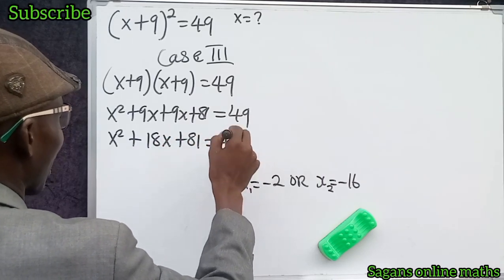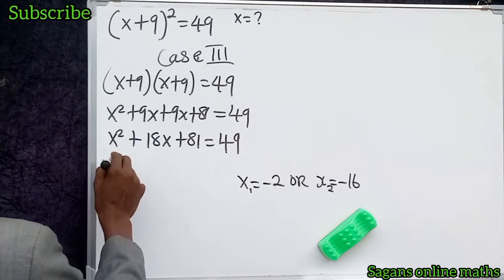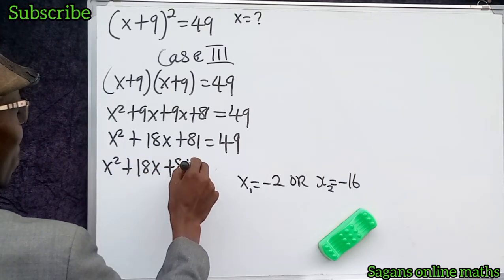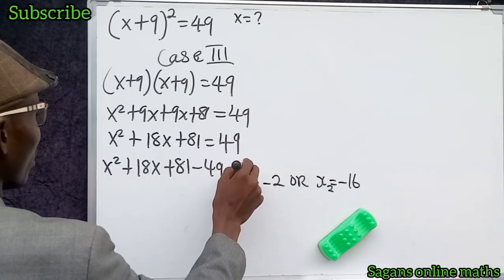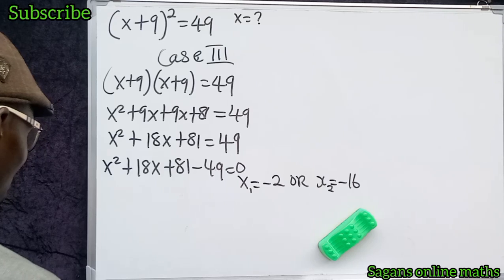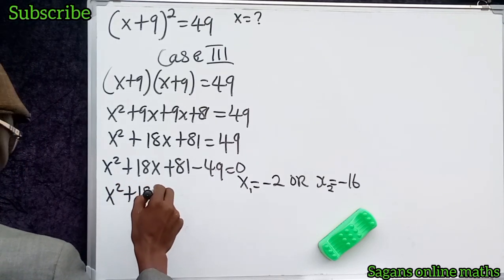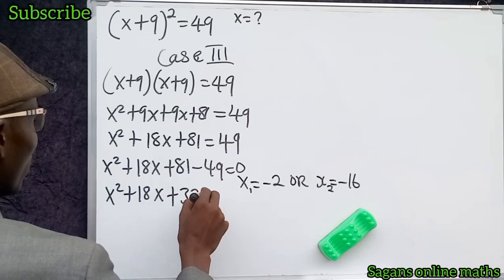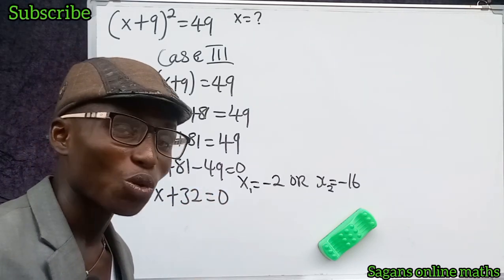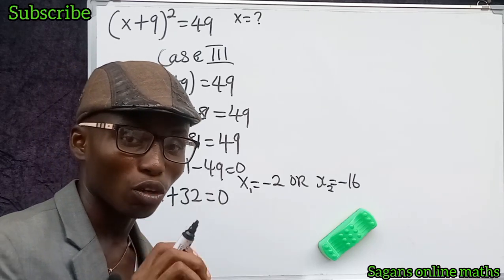Let's subtract 49 from both sides. It means that s squared plus 18s plus 81 minus 49 is equal to 0. And 81 minus 49 is 32. So s squared plus 18s plus 32 is equal to 0. And this is a quadratic equation. Don't forget that a quadratic equation has 4 ways of solving.